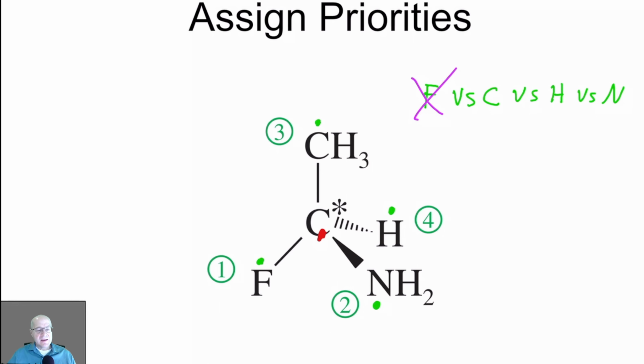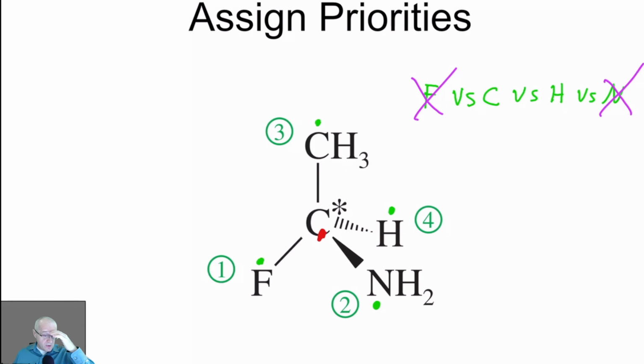Who has the next highest atomic number? You'll look at the periodic table and you'll find it's nitrogen. Nitrogen has the next highest atomic number, so it's priority group number 2. So now I have carbon and hydrogen left, and that's it. Well, carbon has a higher atomic number, so carbon has priority group 3, and hydrogen has priority group 4.